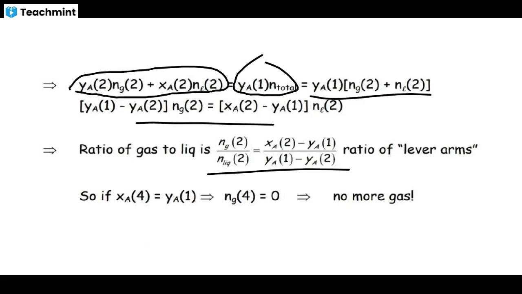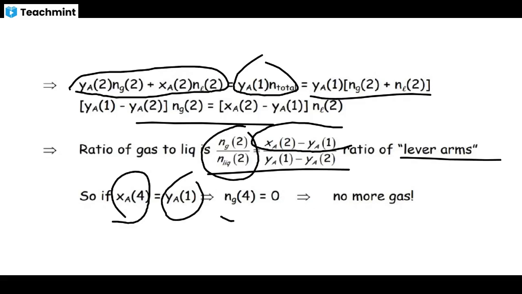This is the lever rule. Number of moles of gas divided by number of moles of liquid is Xa at 2 minus Ya at 1, divided by Ya at 1 minus Ya at 2. This is the ratio of lever arms. So if Xa at 4 equals Ya at 1, then Ng at 4 equals 0.